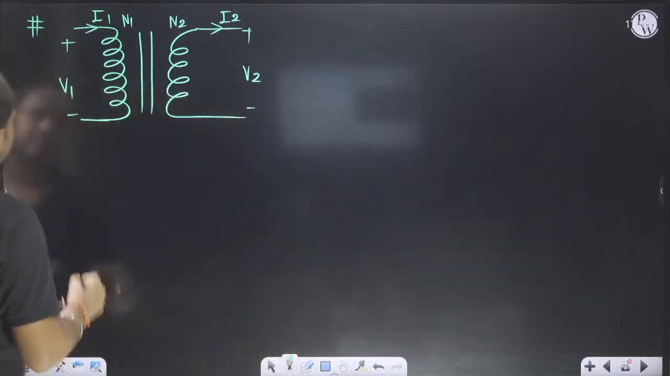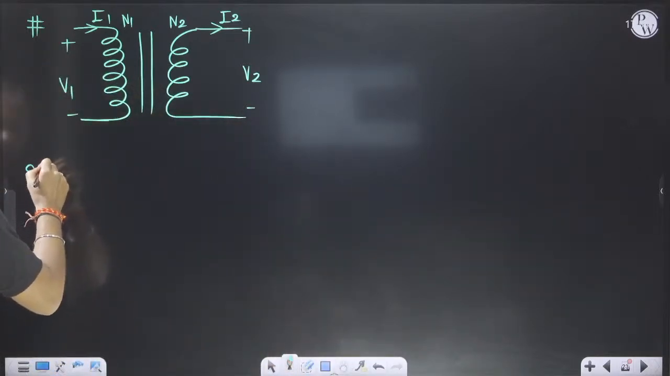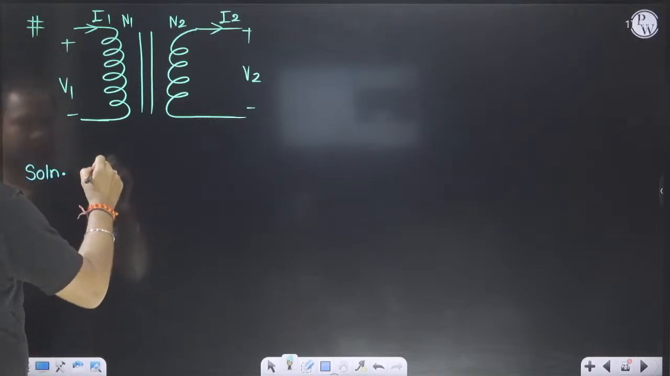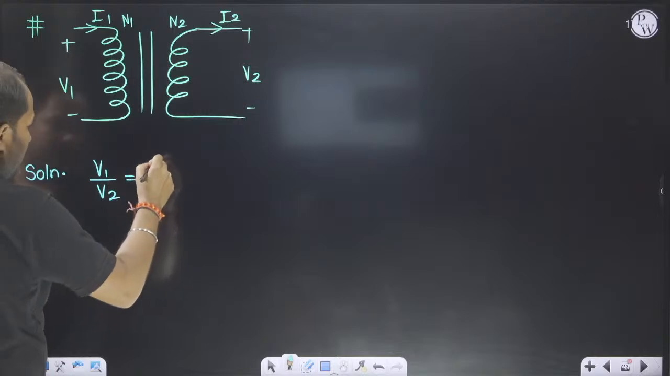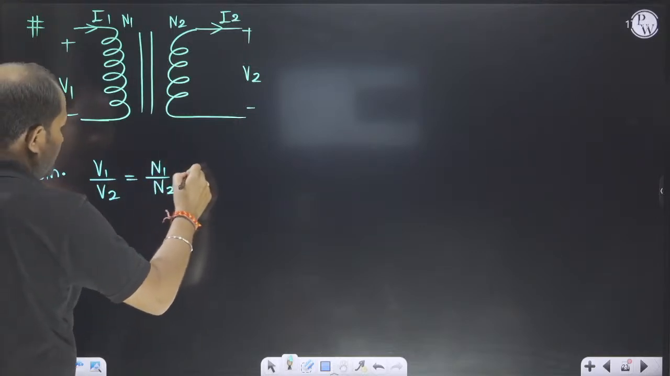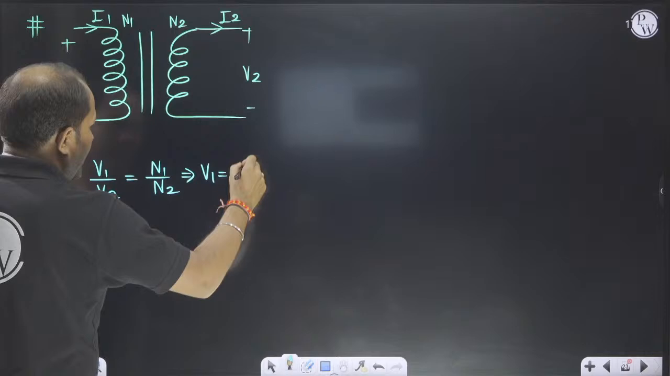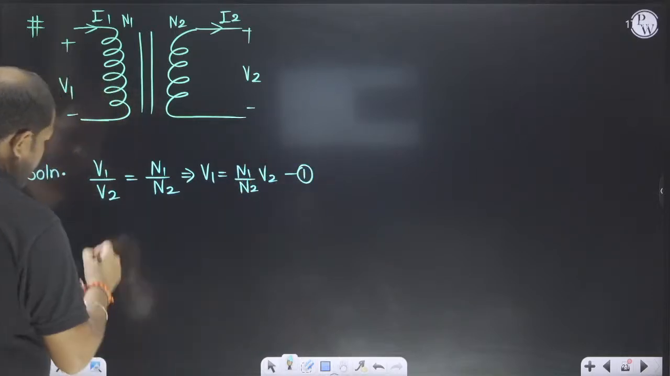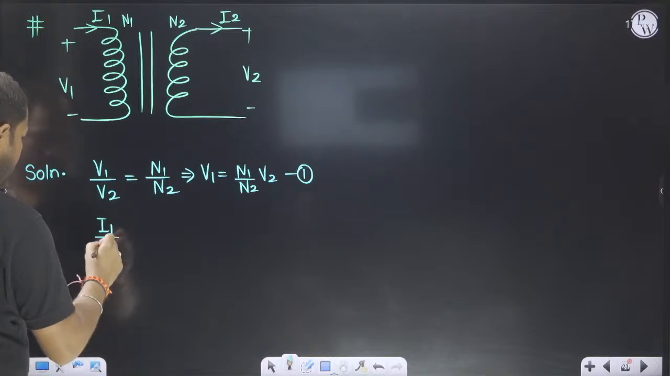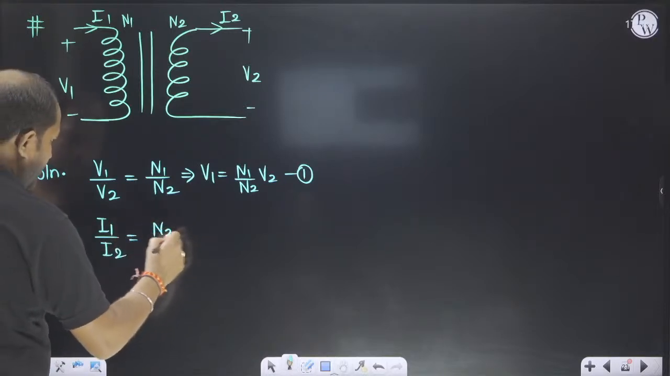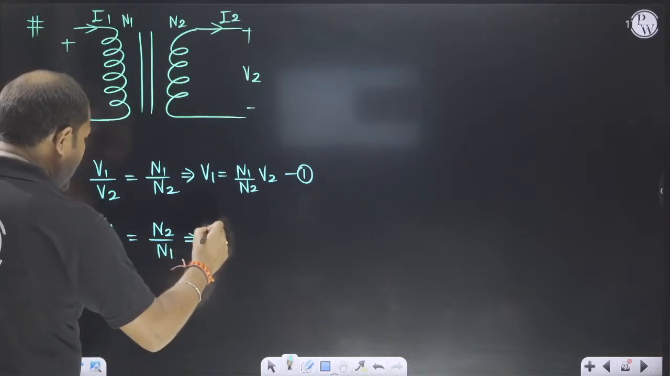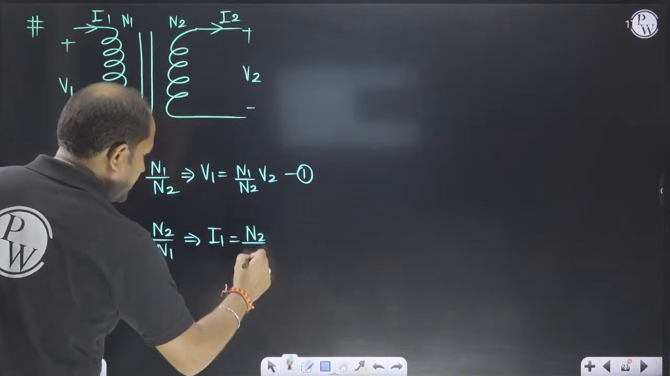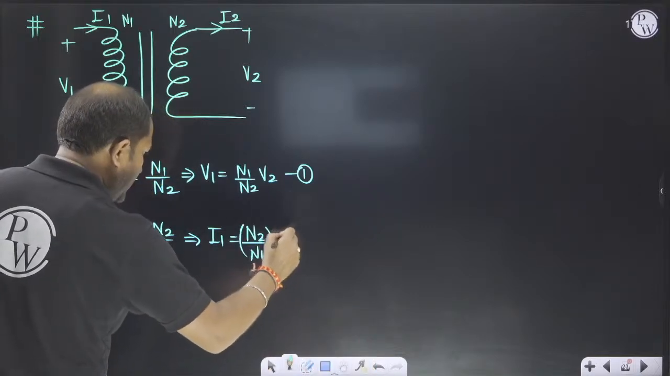So what will we do? First of all, what is the ratio of B1 by B2? B1 by B2 is N1 by N2. So B1 is equal to N1 by N2 into B2. This is equation 1. Then I1 by I2 is equal to N2 by N1. You know this from the transformer. So I1 is equal to N2 by N1 into I2.